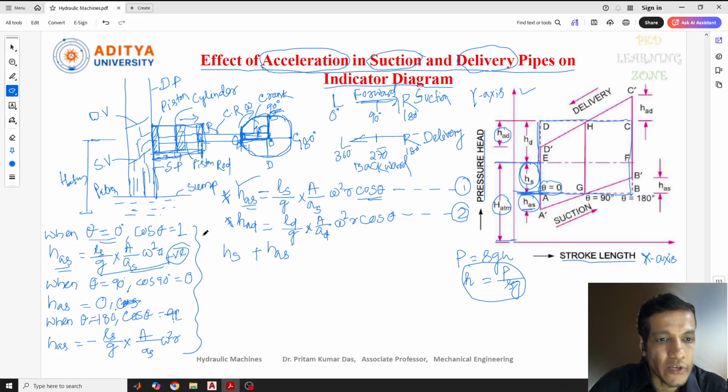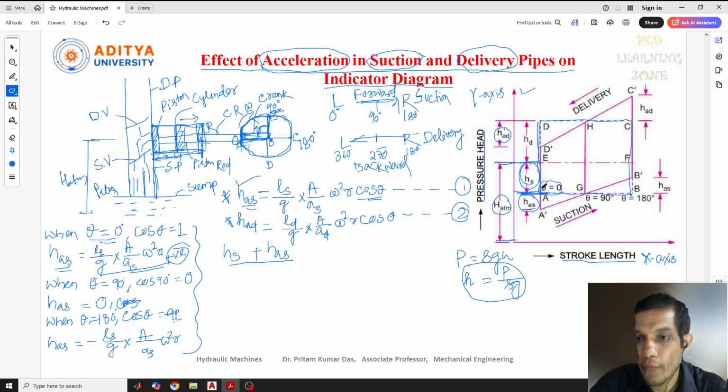So due to this positive, we can say the pressure head in the cylinder can be taken as HS plus HAS. Obviously, this will be below the atmospheric pressure head. So this is the first point.